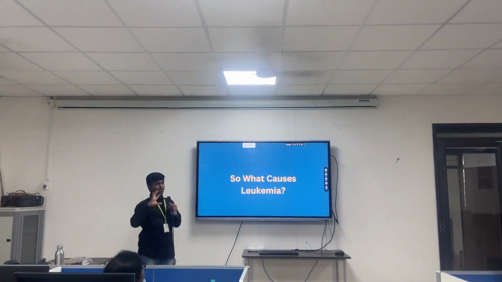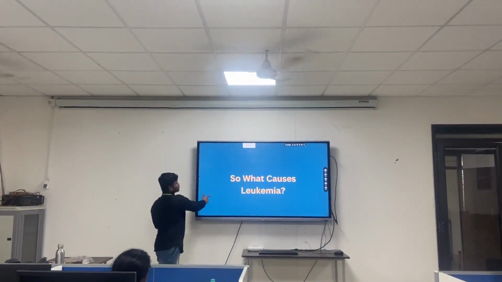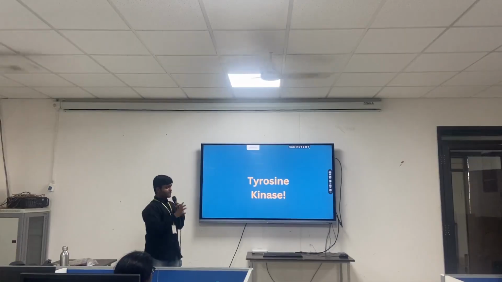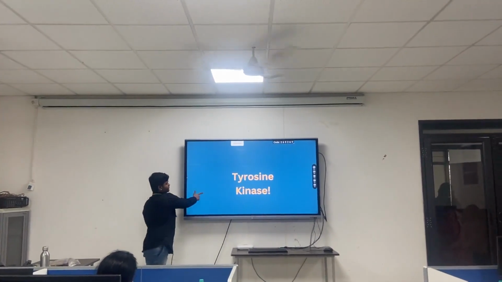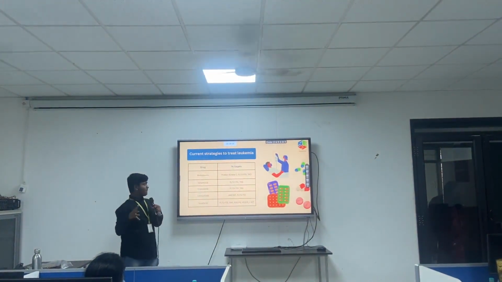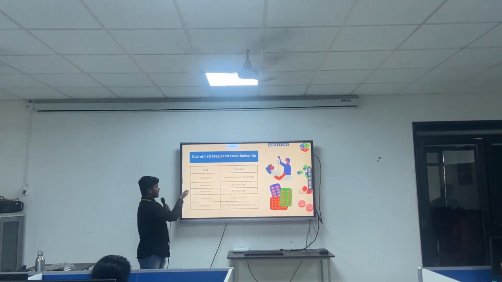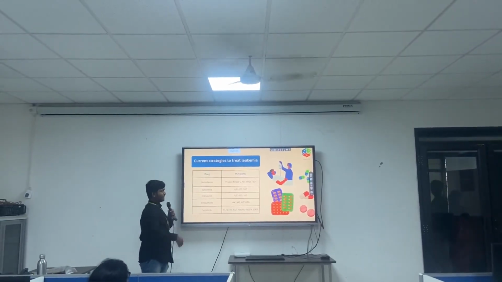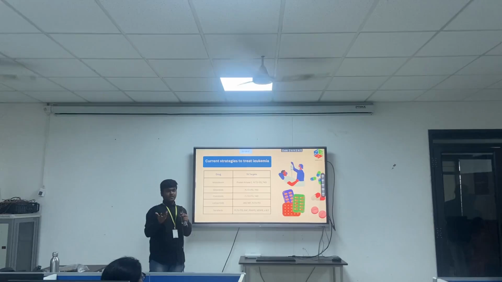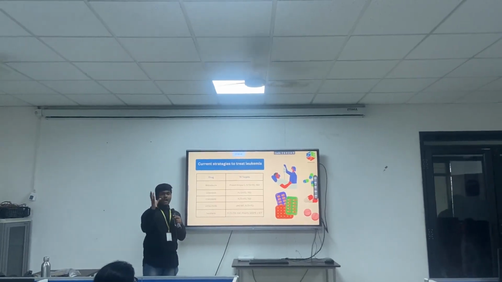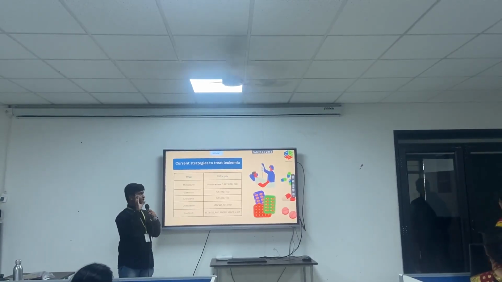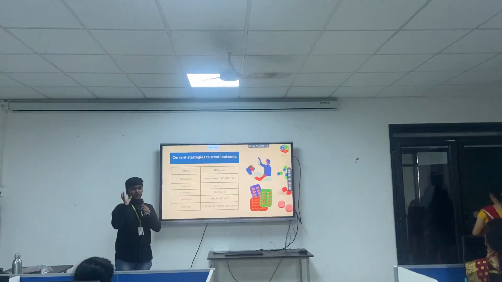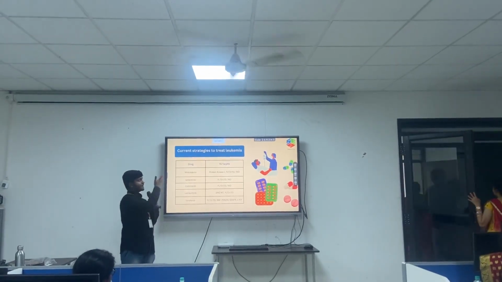So what basically causes leukemia? The scientists have discovered that tyrosine kinase is a major protein that causes this disease. There are several drugs in the market like midostaurin, gilteritinib, quizartinib, lestaurtinib, and sorafenib. I'll give you an example. Consider this as a bowl, and there's an empty space inside, and that is called your active site. Now you need to block this protein. In order to block this protein, there are several drugs in the market.